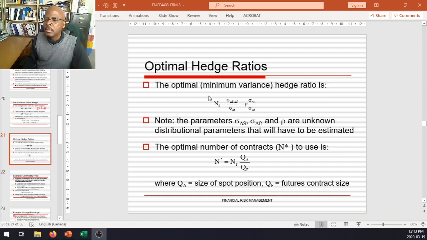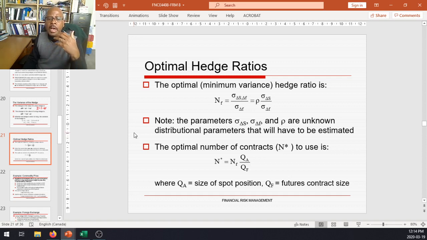So let me blow this up a little bit so that we can see this better. There is the formula for the optimal hedge ratio: the ratio between the standard deviation of the spot price and the standard deviation of the futures price, times the correlation between the two. Note that this hedge ratio is the number of units in the futures market that you will need per unit in the spot market. To transform that hedge ratio into the number of actual futures contracts you will need, that's what happens down here.